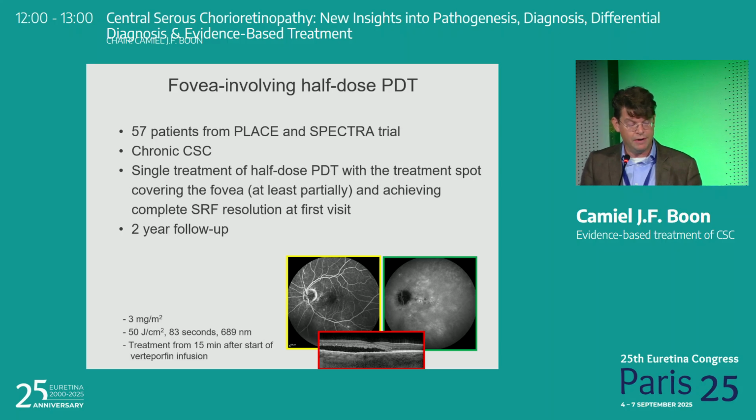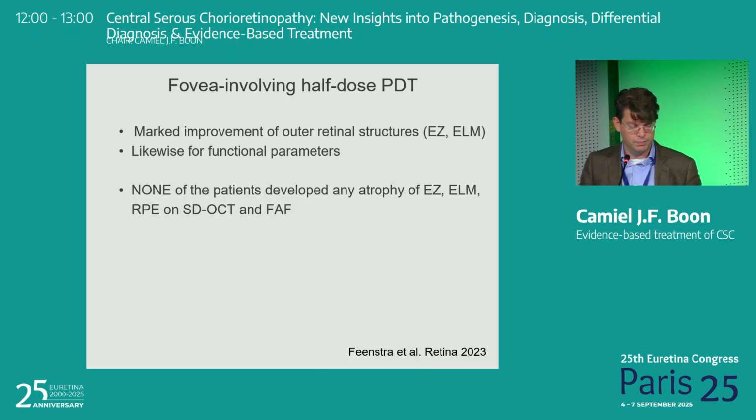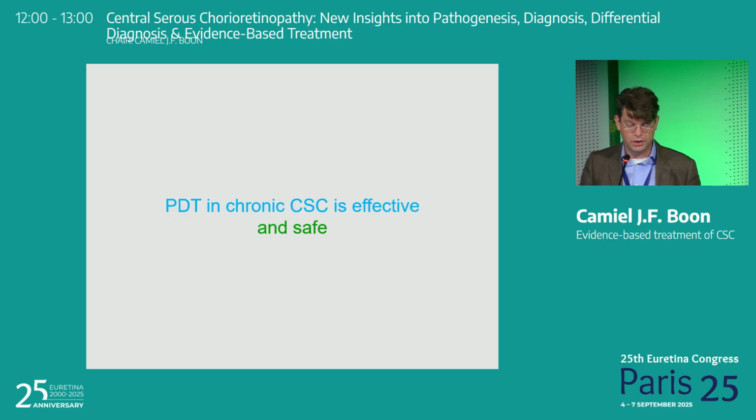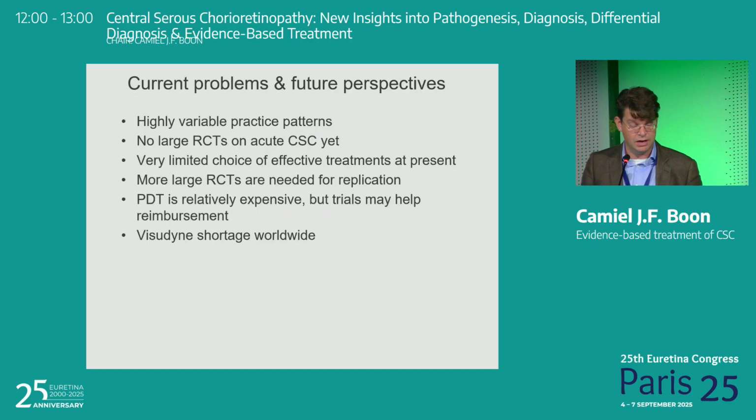trial. And we found that at 2 years of follow-up in the patients who had a single treatment with half-dose PDT, there was a marked anatomical and functional improvement in all of these patients, and none of them developed any atrophy of the outer retina. So you can safely treat with half-dose PDT involving the fovea. So PDT in chronic CSC is effective and safe, but there are still some open ends and problems.